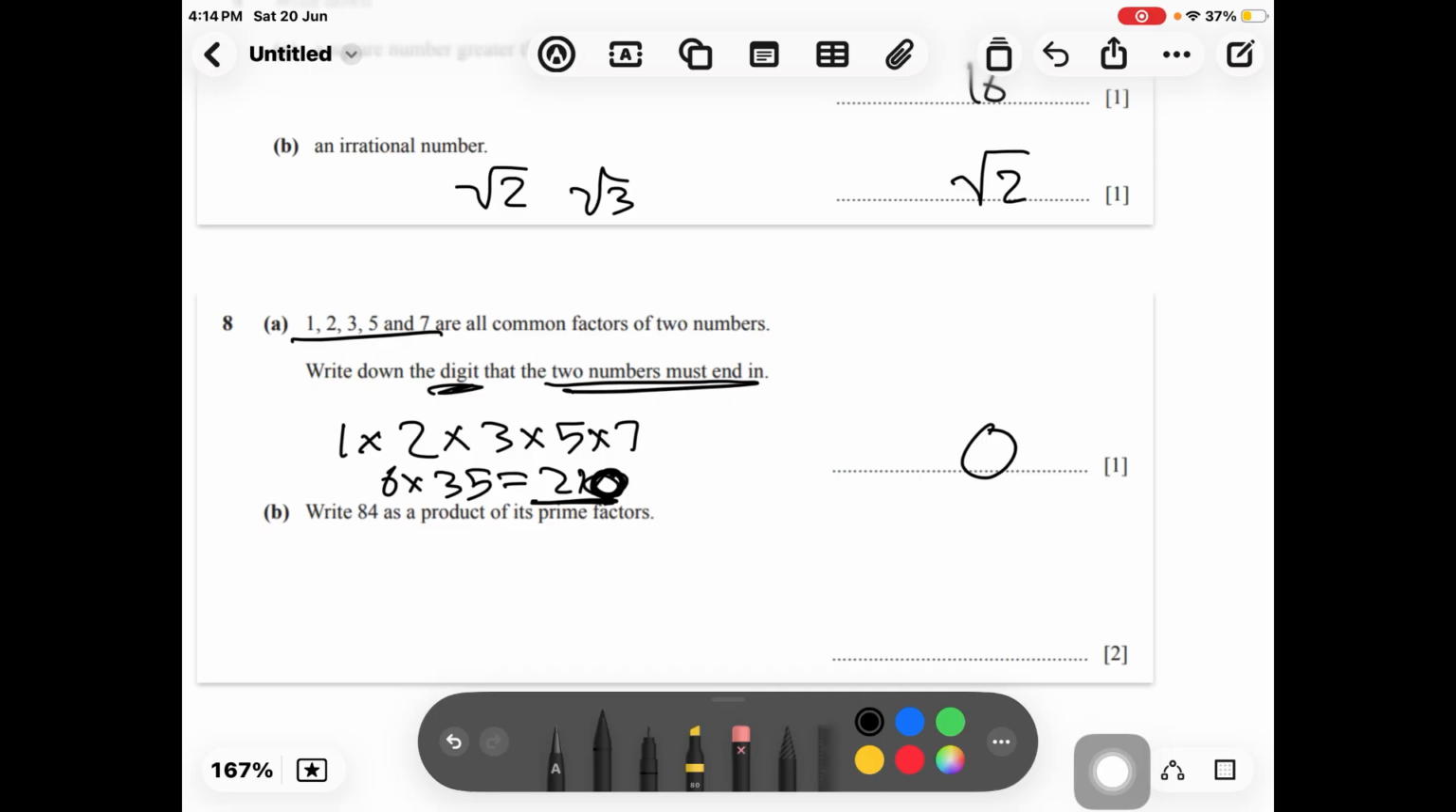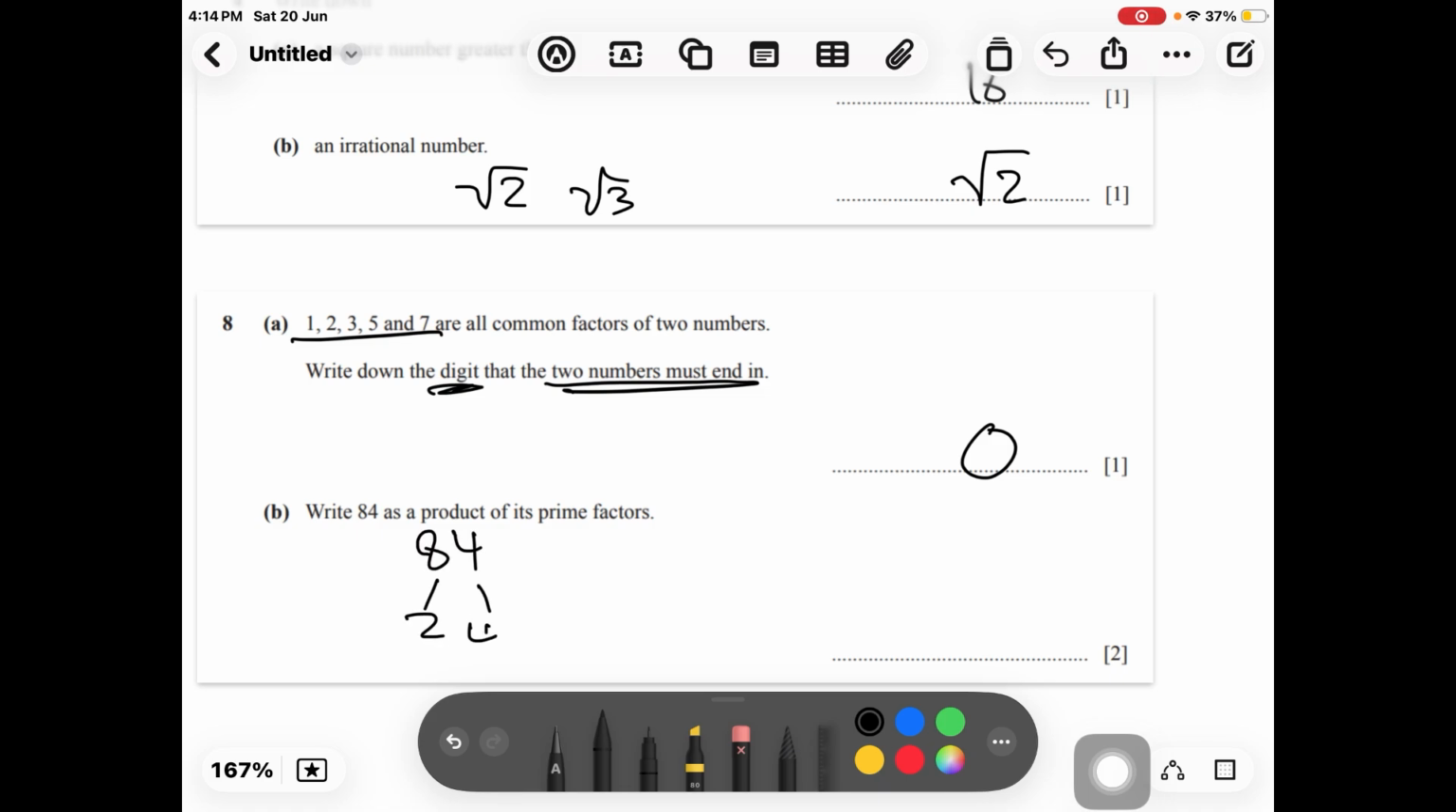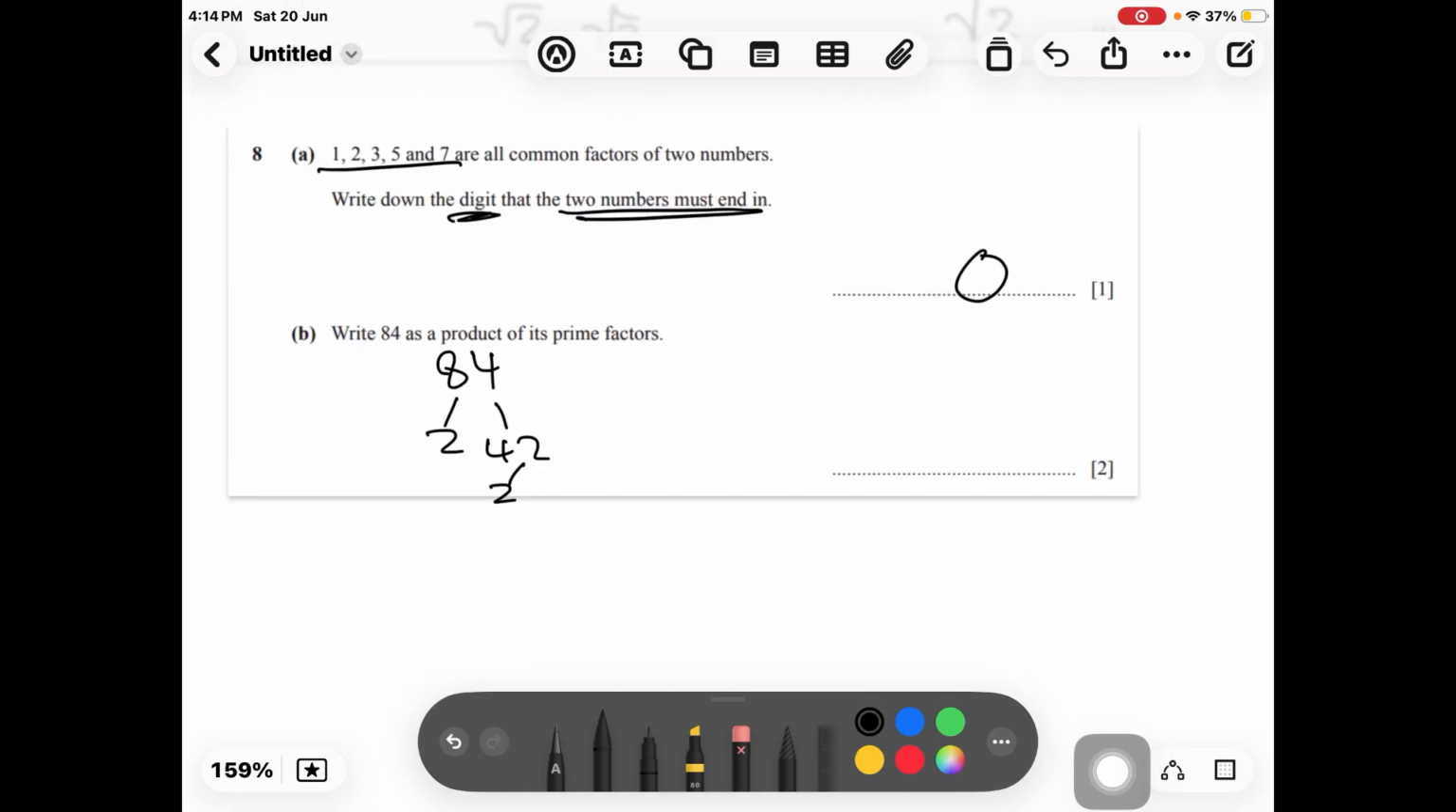Next, write 84 as a product of its prime factors. We're going to do the tree method here. 84, 2, 42, 2, and 21, 3, and 7. Circle all the prime factors, and we get 84 equals 2 times 2 times 3 times 7, which can also be written as 2 squared times 3 times 7.